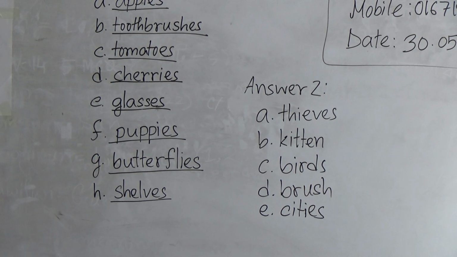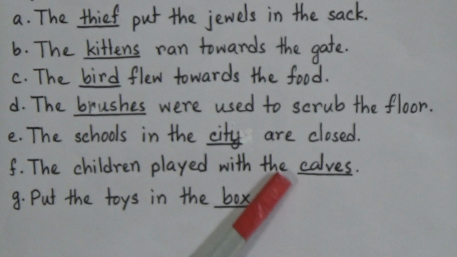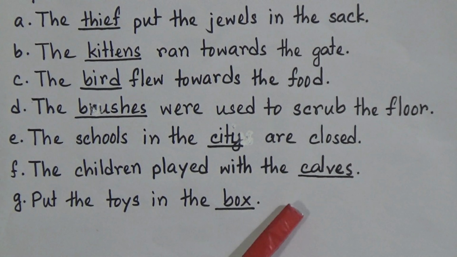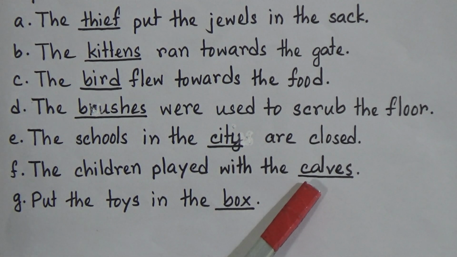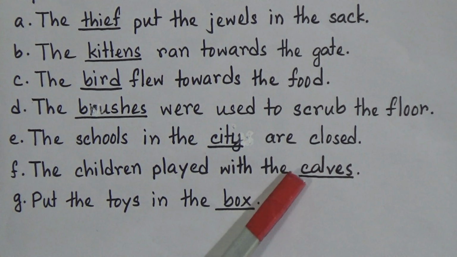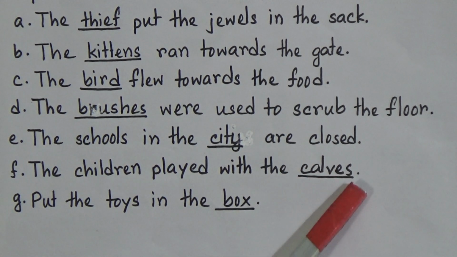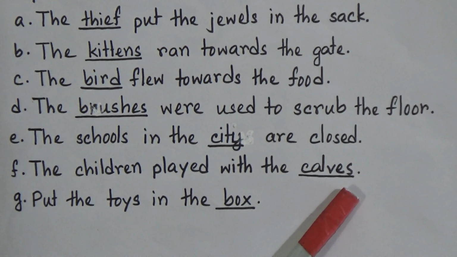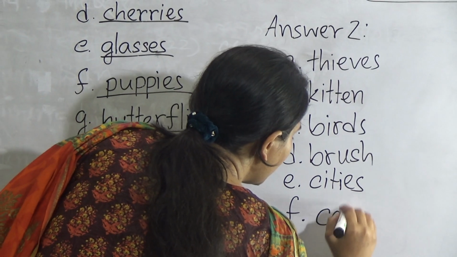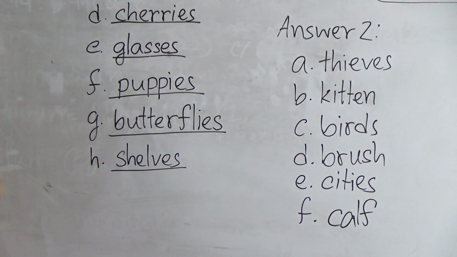Now number F, the children played with the calves, C-A-L-V-E-S. And we all know that if the word ends with F or F-E, we drop the letter F or F-E and then we add V-E-S to make it plural. And now look, C-A-L-V-E-S. So it is in the plural form. Now we will change it to singular form. So what will be our answer? Yes, I know all of you are very intelligent and you know the answer. So it is C-A-L-F, calf. That means the baby cow.